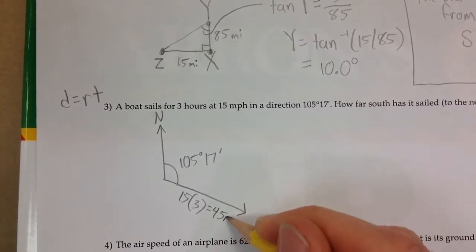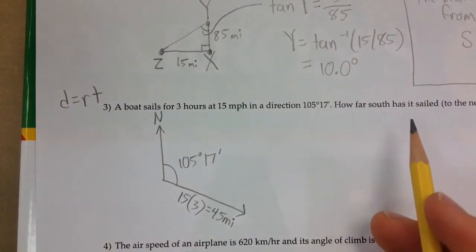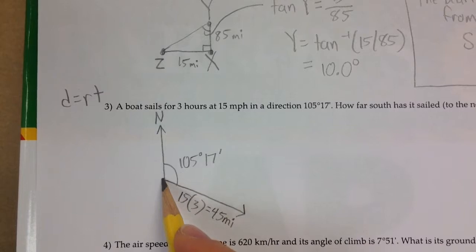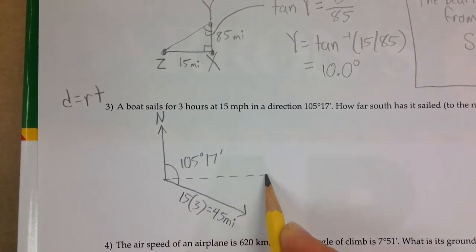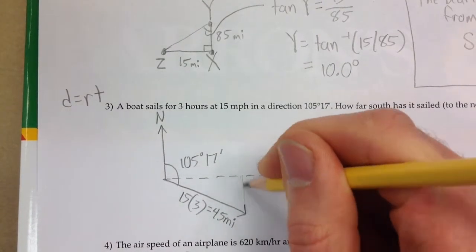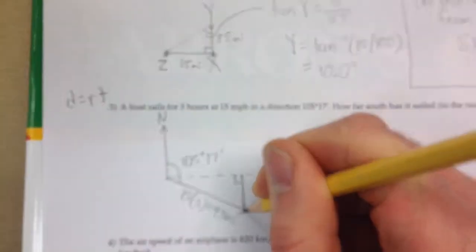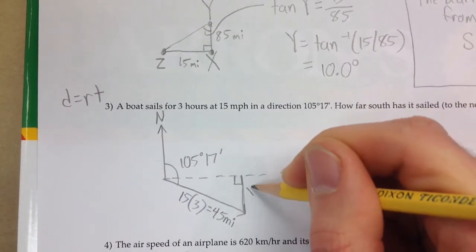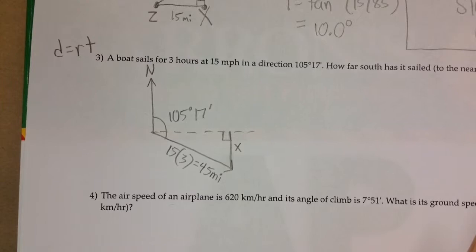45 miles. We want to know how far south it has sailed. So let's draw a horizontal line here. And we want to know this distance here, how far south. Voila, a right triangle. Like I said, the diagram is often the hardest part.